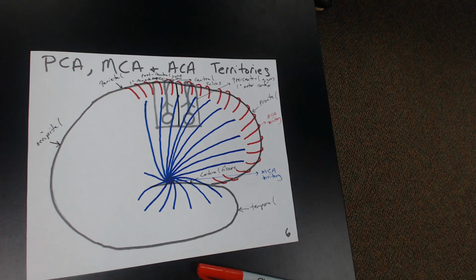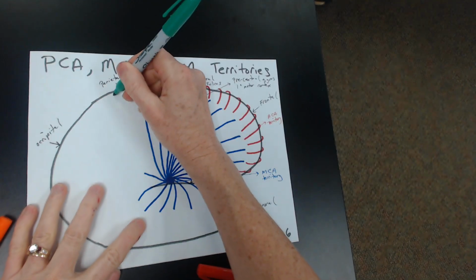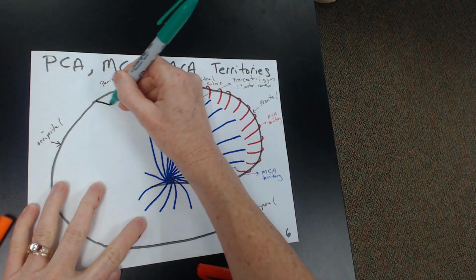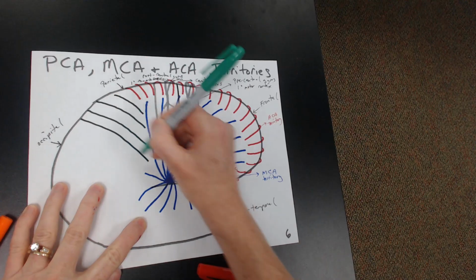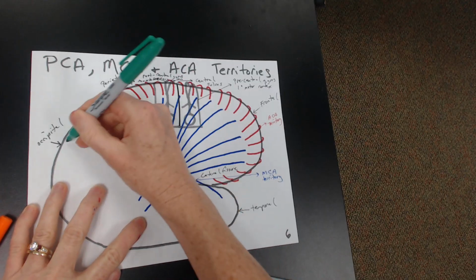The last one that we have to put in here is going to be your PCA. I'll represent it here in green to continue with the other side. Whatever isn't ACA or MCA is just going to be PCA, and the majority of it is this occipital lobe.